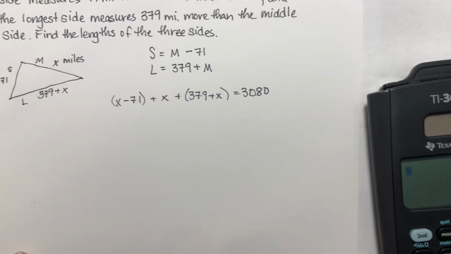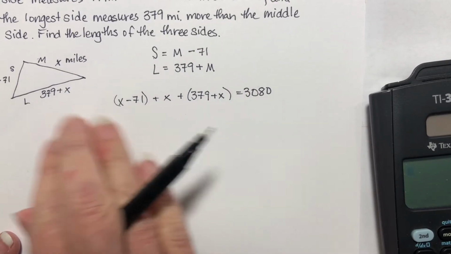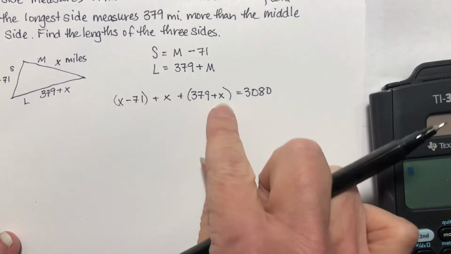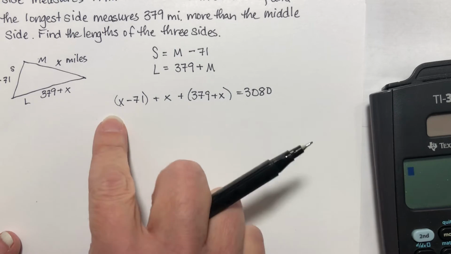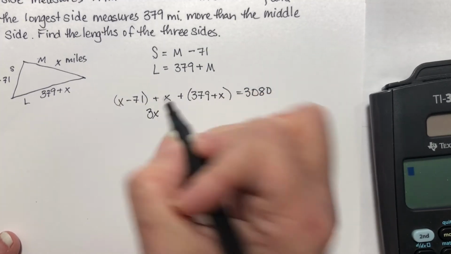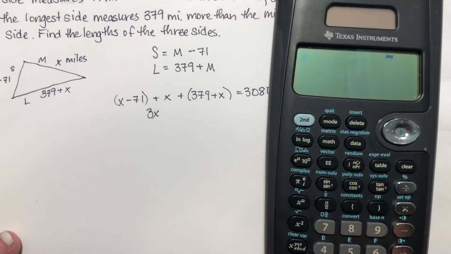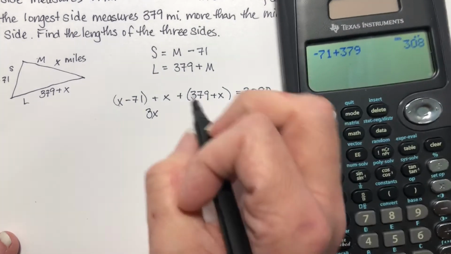Okay. Now I used the parentheses just to make it clear that I was adding up the three sides. It's all addition, so they don't even really matter. So I'm going to pretend they're not there. I'm going to combine like terms. x plus x plus x will be 3x. Okay, and then I have negative 71 plus 379, which will be 308.